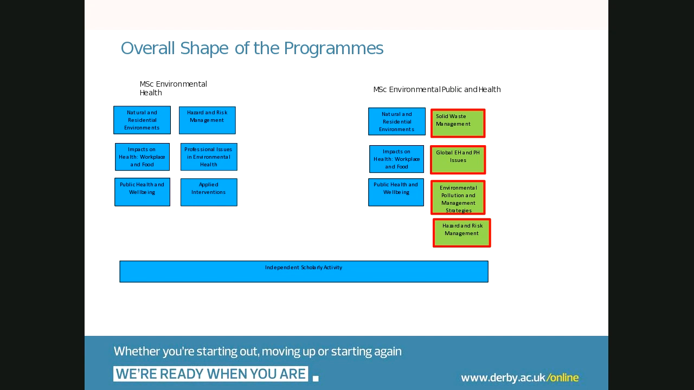In the second year, in the September, you would then do the Hazard and Risk Management module, followed by the following semester, the Professional Issues and Environmental Health module, and in the final semester of your second year, you would do the Applied Interventions module. So you would do what we call the taught element generally in 2 years. Now you can see that's quite well paced.